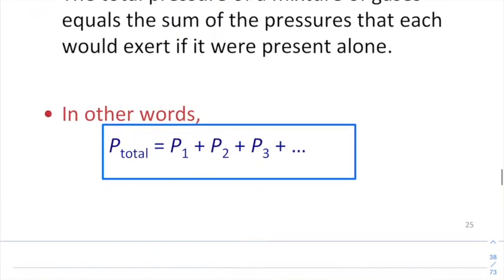All right, so I'm going to give you an example of that. So let's say that we have a container.